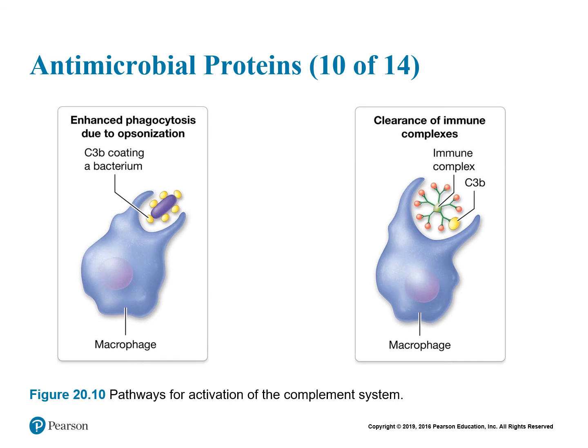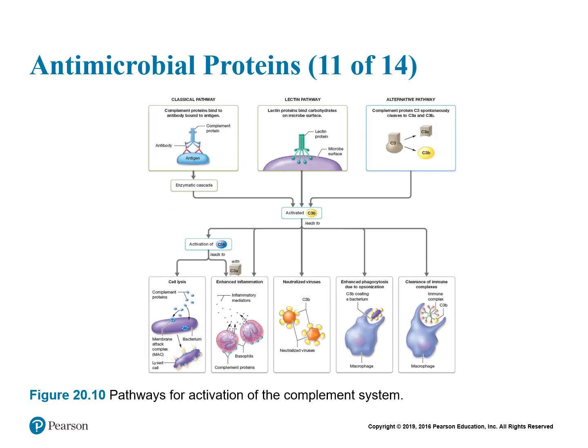And here you have an enhancing of that uptake through opsonization. And here you have clearance of complexes. Again, it's really important that you leave these things out of your system, and the faster you can get them out, the better. So here we have the different pathways of how some of those complements work. So again, just make sure you know and review these.